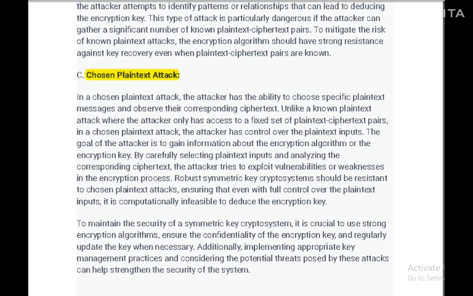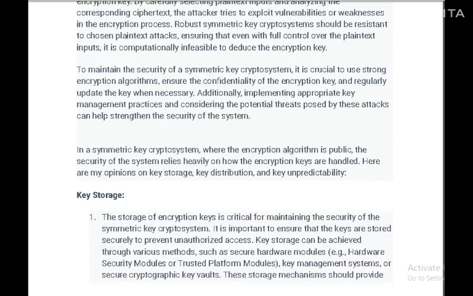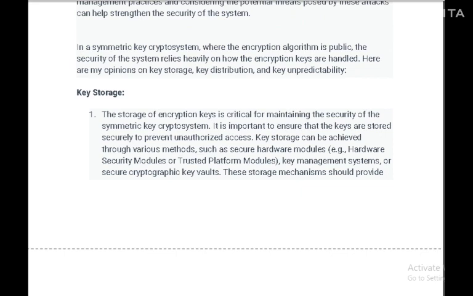In all of the above three attacks, the attacker tries to exploit vulnerabilities and weaknesses in the encryption process. To maintain the security of a symmetric key crypto system, it is crucial to use a strong encryption algorithm, ensure the confidentiality of the encryption key, and regularly update the key when necessary. So, in a symmetric key system, when the encryption algorithm is public, the security of the system relies heavily on how the encryption keys are handled.